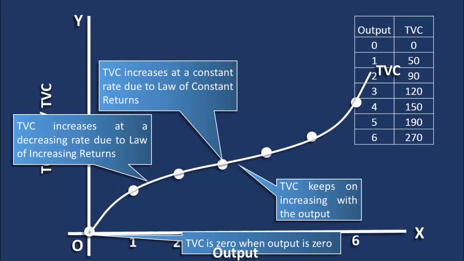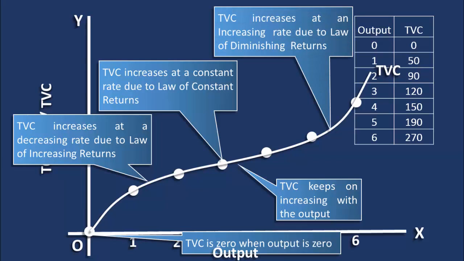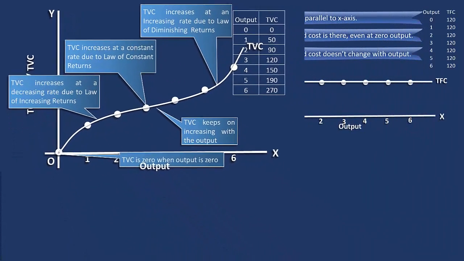Total variable cost increases at a constant rate due to the law of constant returns. After that, total variable cost increases at an increasing rate due to the law of diminishing returns. Hence, the curve is concave upwards.